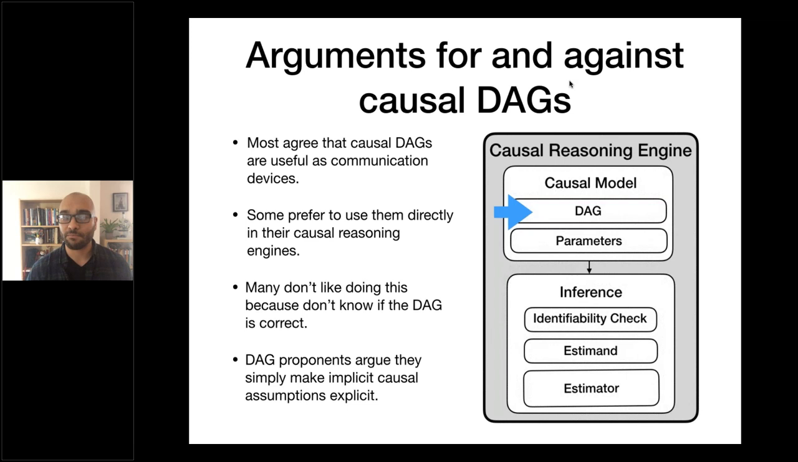Now, most agree that causal DAGs are at least very useful as communication devices. You want to show your assumptions about causality in the system, and nothing's easier than drawing lines between nodes. Of course, some people prefer to use them directly in their causal reasoning engine, and this is where the contention lies. People who don't like doing this don't like it because they don't know if the DAG is right. These are very strong assumptions that this causes that, and you're just drawing these pictures and you have no way of validating it. This makes people uncomfortable. But the proponents of this approach argue that you're simply making your implicit causal assumptions explicit in the form of a DAG.